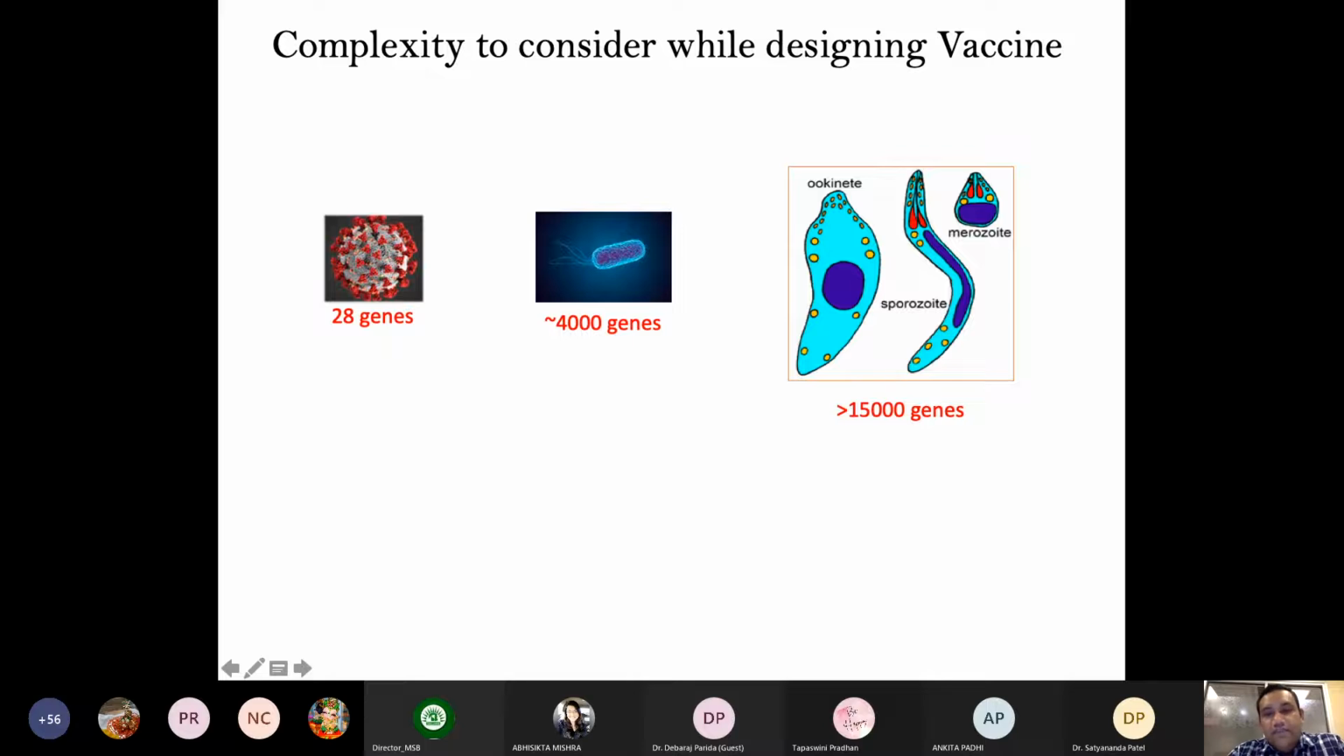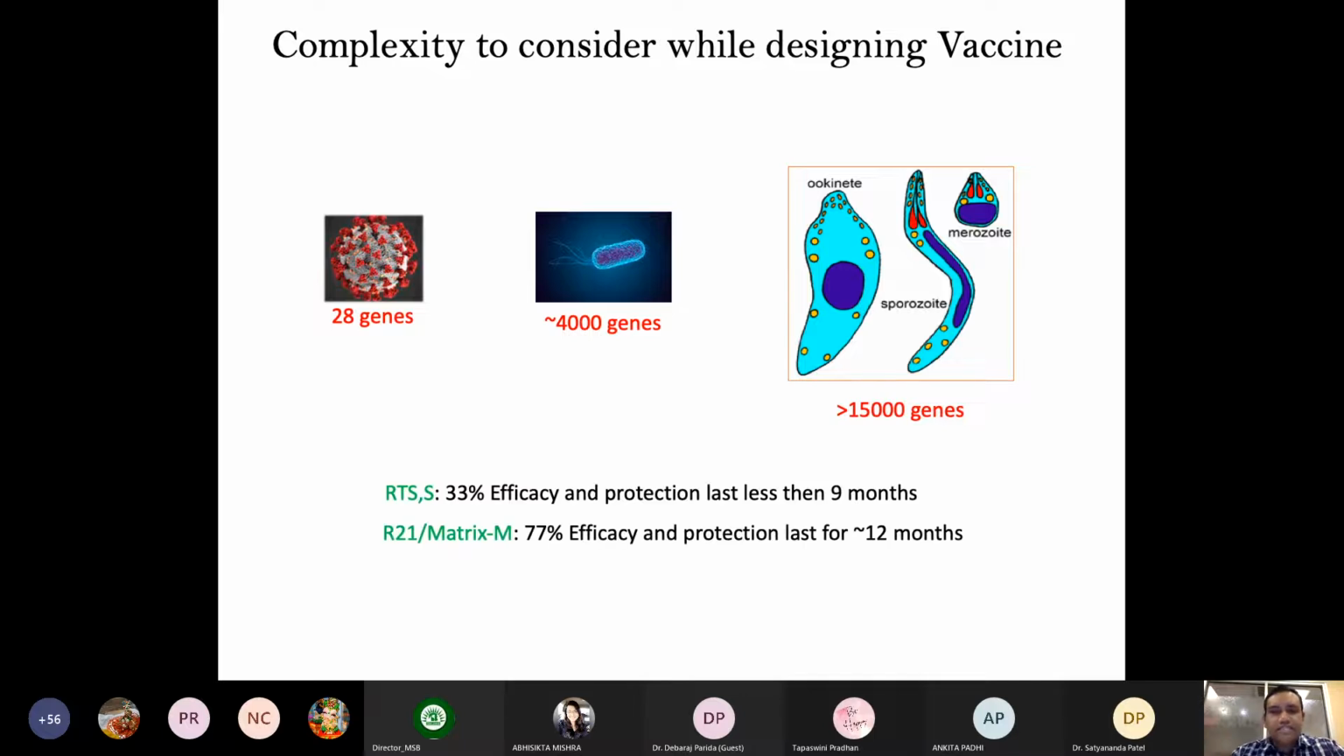So when you design a vaccine, how do you decide which gene you are going to take, how you are going to immunize, and how it is going to target? Say you design a gene that is important for this stage or maybe this stage. If one parasite escapes this stage, then your vaccine is ineffective, right? So these are the complexities you need to think about when you design a vaccine and a vaccination approach.